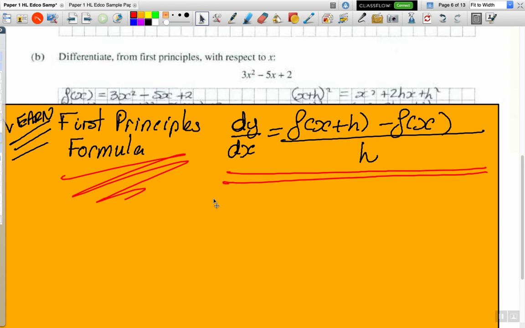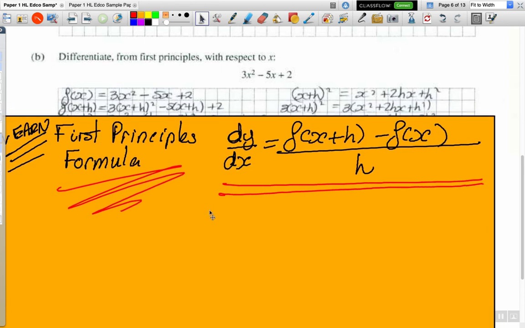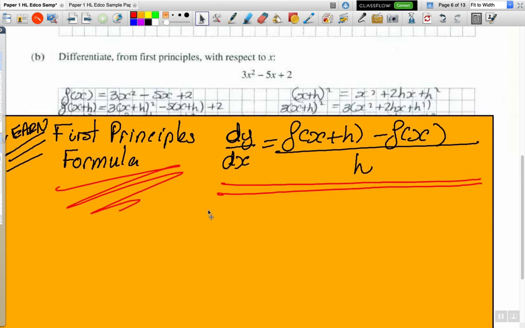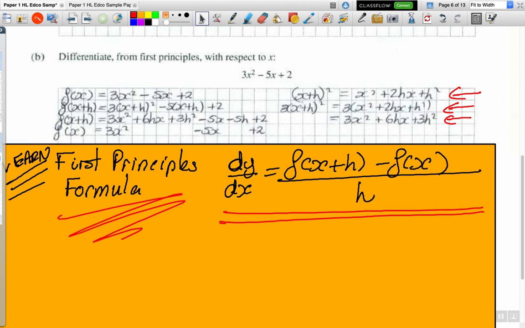So f of x is 3x squared minus 5x plus 2. For f of x plus h, what you have to do is replace the x by x plus h, and you get this line. And then you expand it out. The working out is being done over here. I think this is a place where you do a little bit of work yourselves.